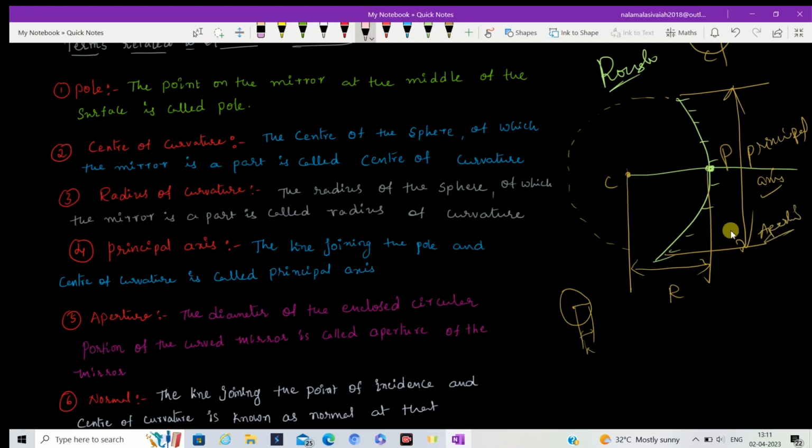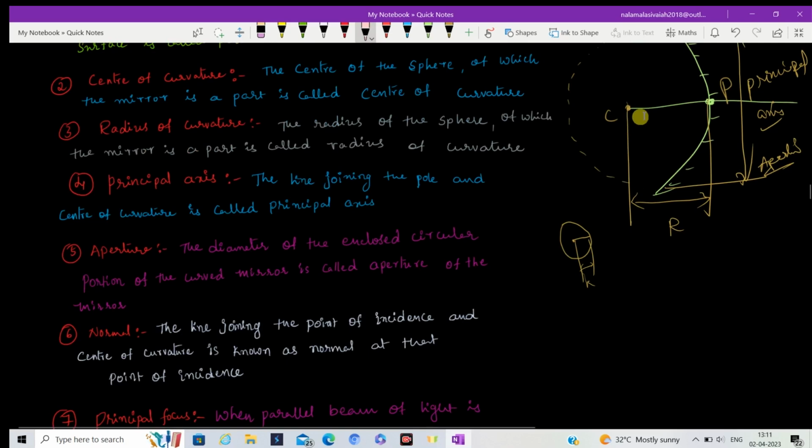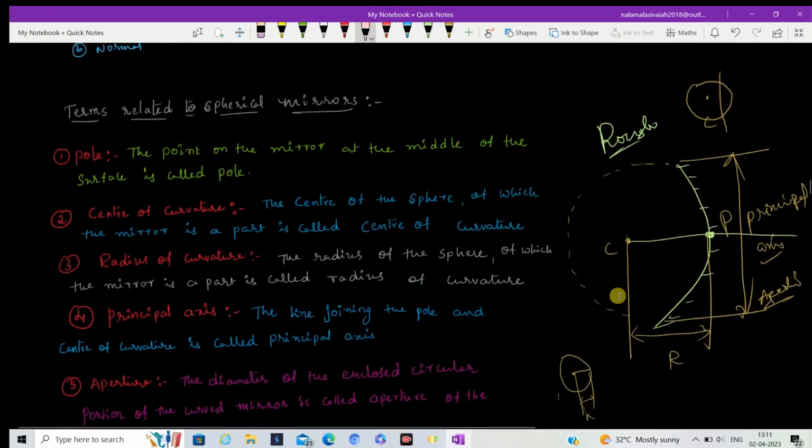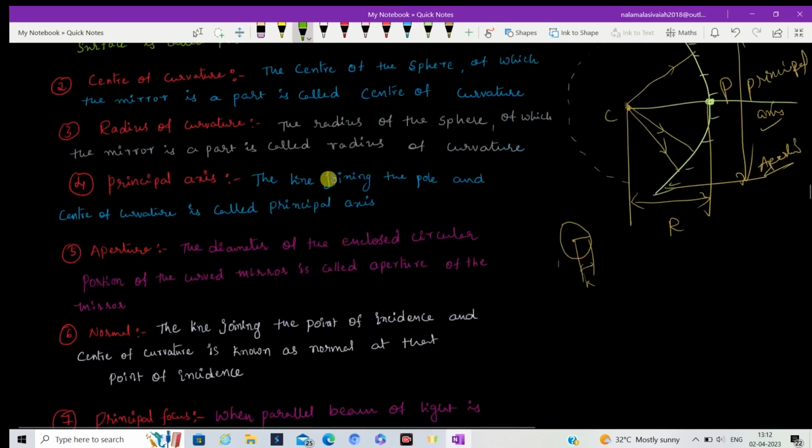Aperture we are discussing. Then next, normal. The line joining the point of incidence and the center of curvature is known as the normal to the point of incidence. Suppose this is the center of curvature, which we already know. If you take from here to here, then it is normal. You can take any point. Like a circle, from any point, the line will act as a normal to the point of incidence. That is the reason it is called normal.